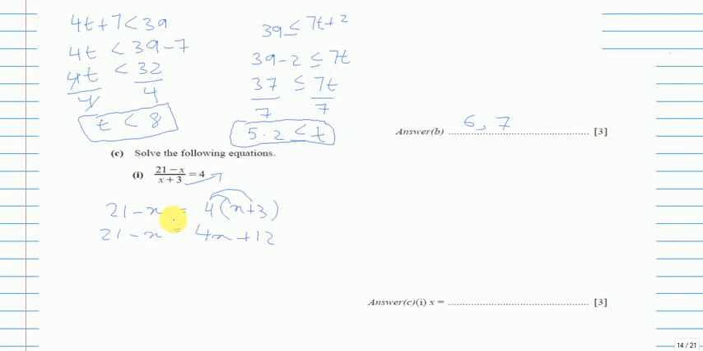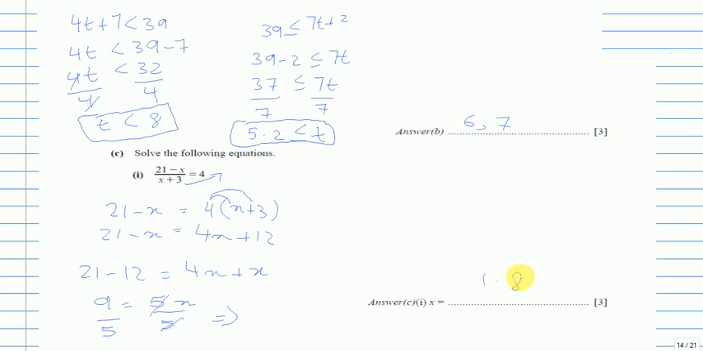Let me take the x on the right hand side and the numbers on the left hand side. So 21, positive 12 on the right hand side, on the left hand side it will be negative 12 is equal to 4x, and x will be on the right hand side. On the left it was negative, on the right it will be a positive. So 21 minus 12 is 9. 4x plus another x is 5x. So to get rid of this 5, it was being multiplied, I will divide. So x is equal to 9 over 5, which is 1.8.